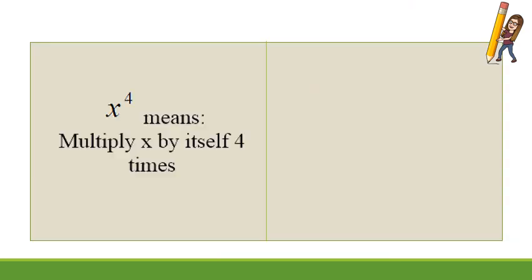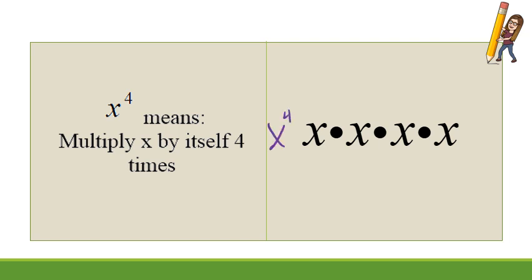Let's open that first flap. Inside it says x to the 4th means multiply x by itself 4 times. So there's the definition or the rule. So just to the right of that, we want to write out that rule. So we would say that x to the 4th equals x times itself 4 times. This goes along with the preview video that I wanted you to watch before this lesson.